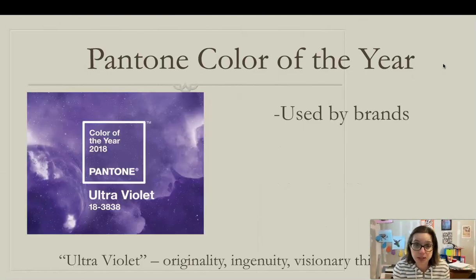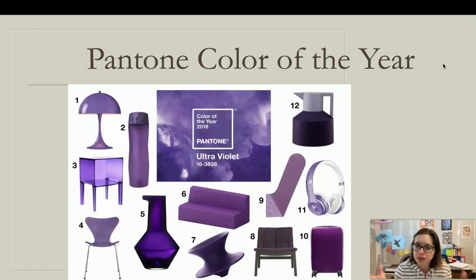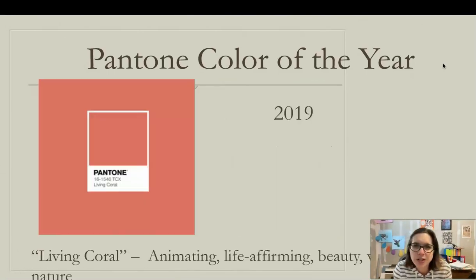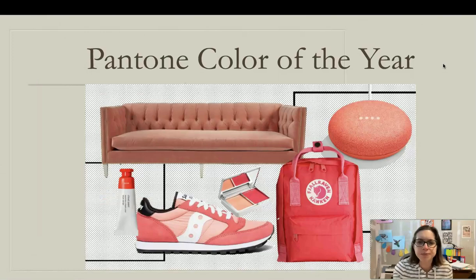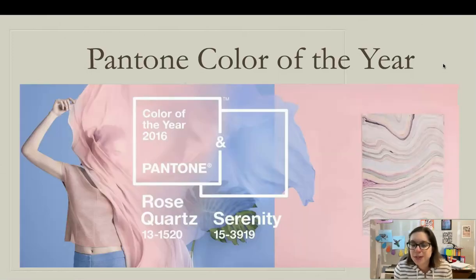sell their products. So for example, in 2018, Ultraviolet was chosen because of originality and visionary thinking. Again, this is very subjective. You may not agree, but you can see some of the products that were being sold using this color of the year. I think it's just kind of interesting, the way marketing and brands really look at color for how they're going to go in a certain direction. 2016 was weird. It had two colors of the year.